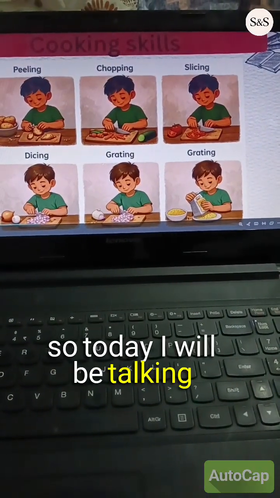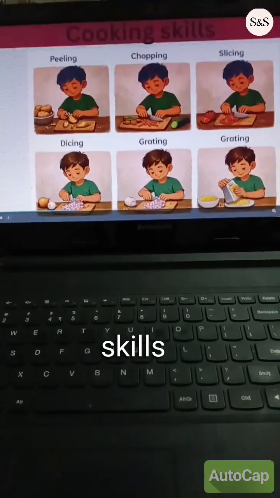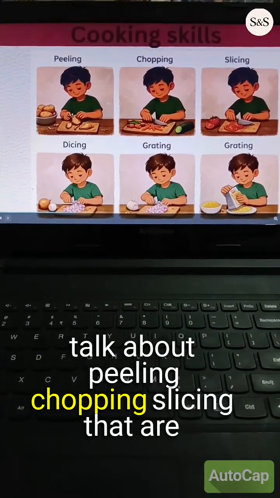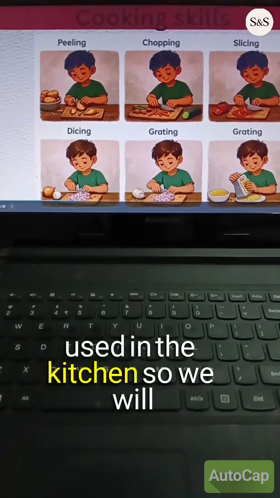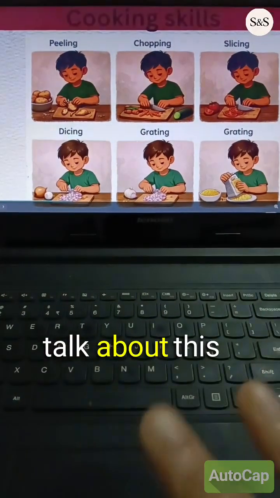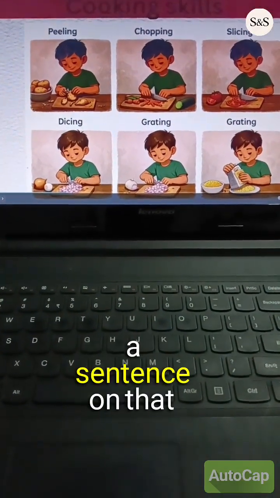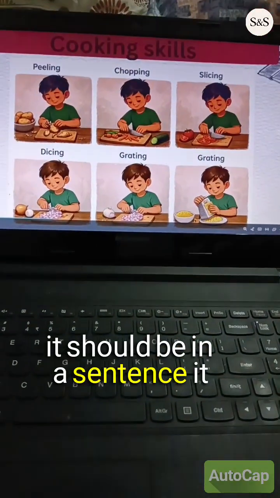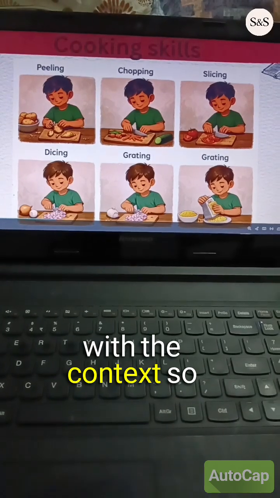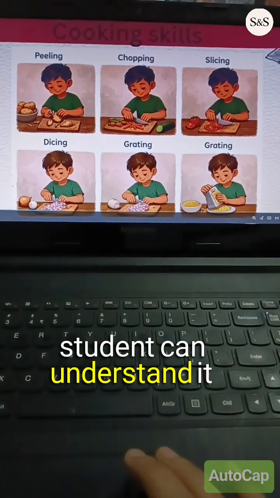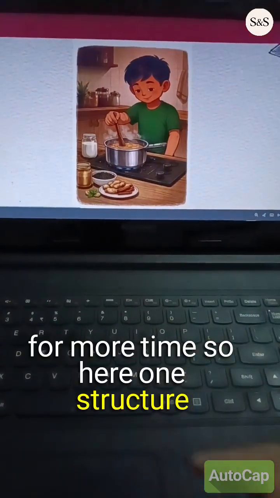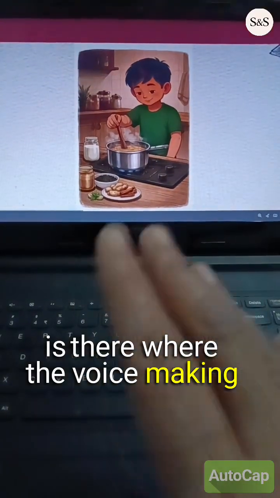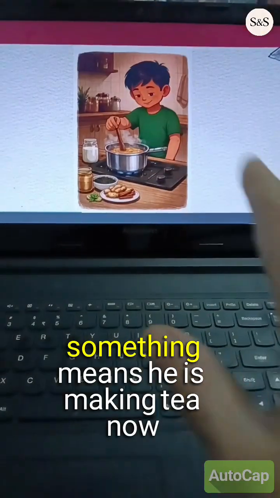Okay, so today I will be talking about cooking skills, meaning kitchen vocabulary. I give some pictures, and first we talk about peeling, chopping, slicing that are used in the kitchen. We will talk about this, and they have to make a sentence on that. Whenever you learn a new word, it should be in a sentence. You should read with the context, so the student can understand it and it will stay in their head for more time. So here in one picture the boy is making something, he is making tea.